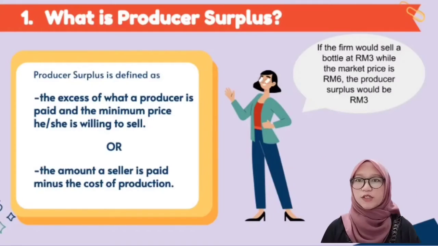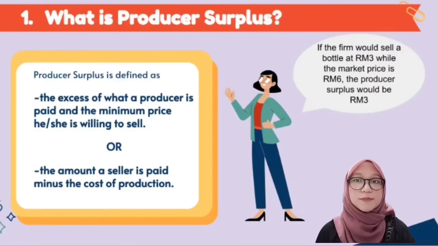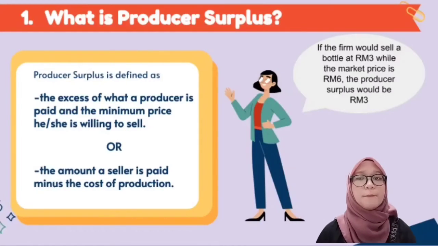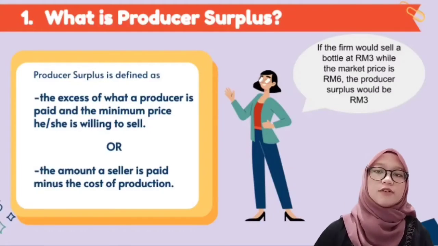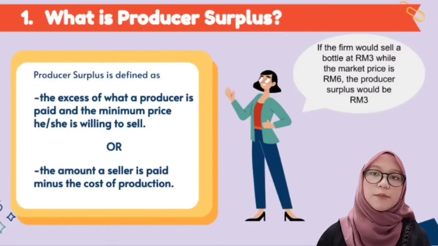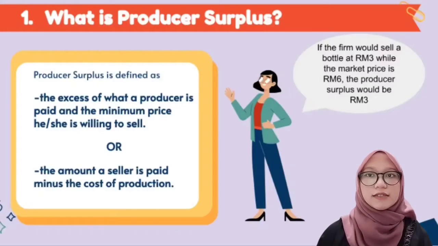So, what is producer surplus? Producer surplus is the excess of what a producer is paid over the minimum price he or she is willing to sell. It can also be defined as the amount a seller is paid minus the cost of production. For example, if a firm would sell a bottle at 3 ringgit while the market price is 6 ringgit, the producer surplus would be 3 ringgit.